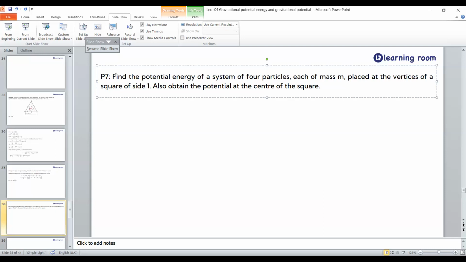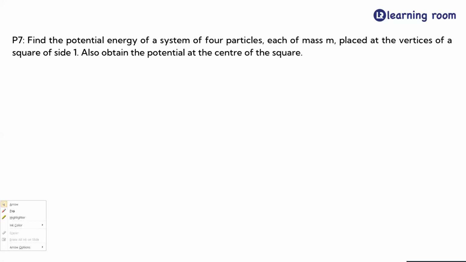Do this one. Find the potential energy of a system of 4 particles, each of mass m, placed at the vertices of a square of side A. Also, obtain the potential at the center of the square. Okay, do this. It's the same kind of approach.